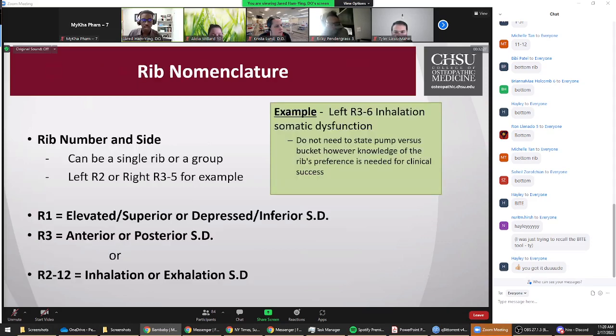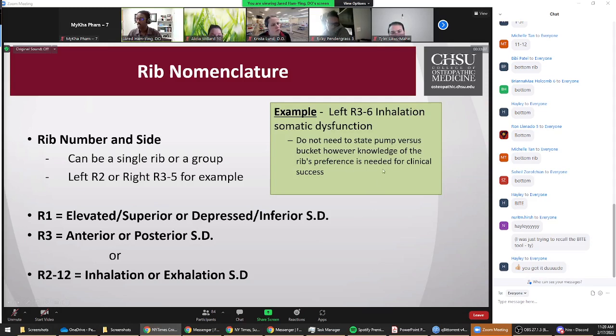Some nomenclature for how to name these ribs. You can have a single or a group dysfunction. For example, you can have the left rib 2 or the right rib 3 to 5, in terms of single or group dysfunctions. You could name one as elevated or depressed, because the rib is usually moving in that caudad and cephalad motion. Then you're going to have a static rib, just one rib could be anterior or posterior. It could also be a group and have that inhalation exhalation dysfunction, okay? So making sure you all know how to name these is very important.